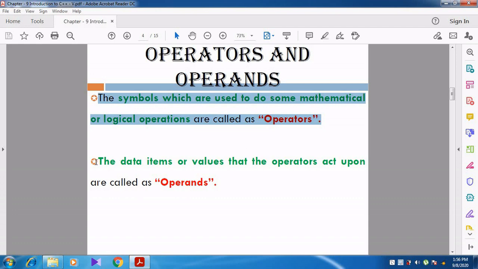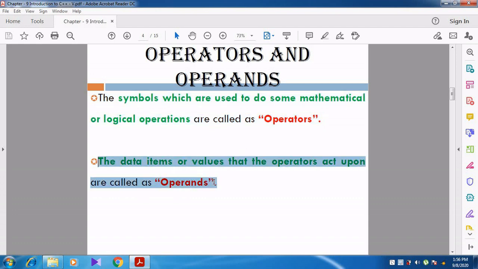Then what is meant by operand? The data items or values that the operators act upon are called operands. The data items may be represented as variables. So the data items or values that the operators are acting on, that is called an operand.